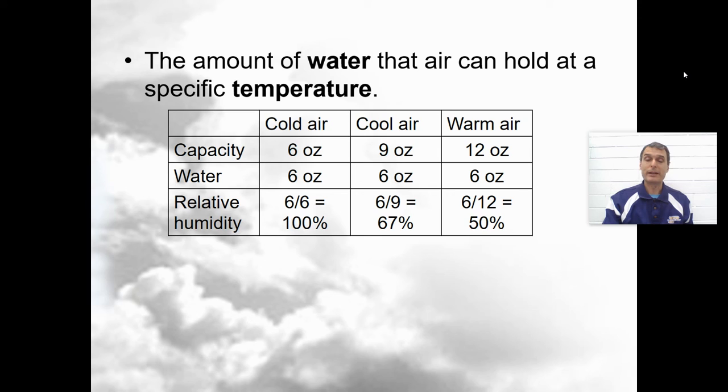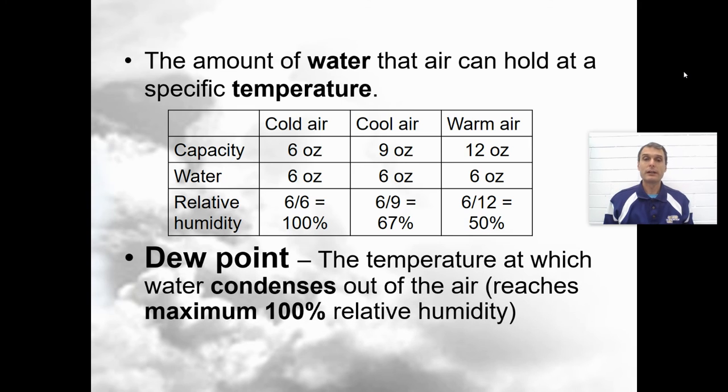The last thing we're going to talk about is dew point, and that's actually the dew point temperature. And this is the temperature at which condensation occurs. So that means it gets cold enough for air to not be able to hold on to as much moisture anymore. And so it releases that into the air.